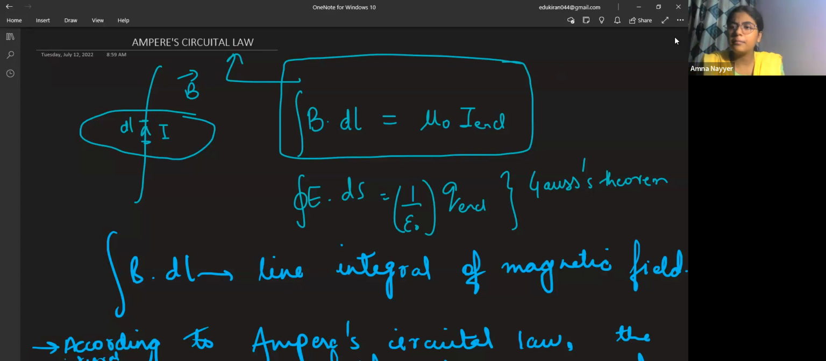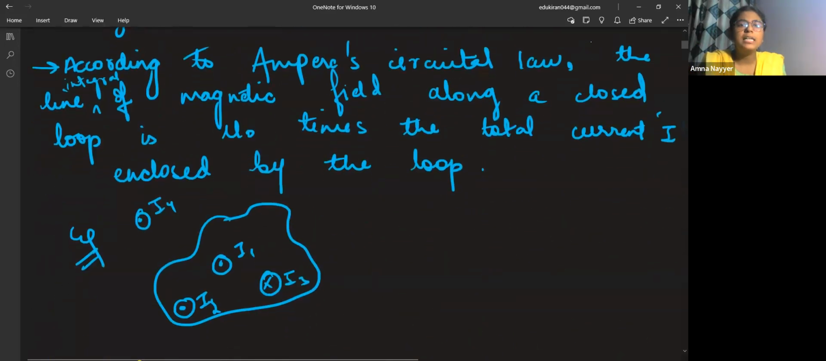All right, for example, see, this is the law. According to Ampere's circuital law, the line integral of magnetic field along a closed loop is mu naught times the total current I enclosed by the loop.